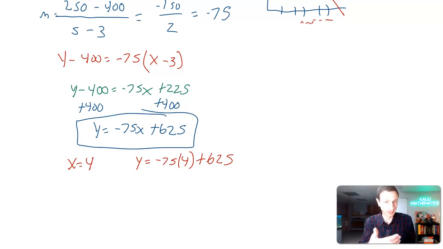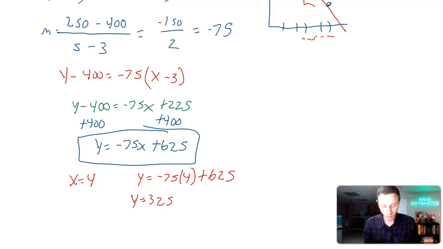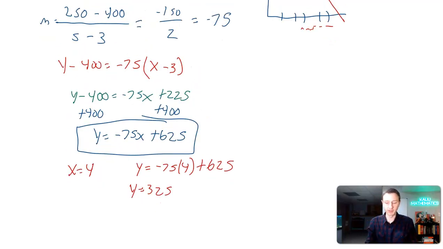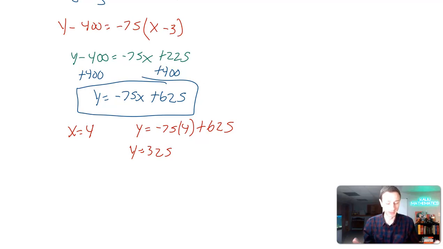And y would be the amount of cups sold. So we're going to do negative 75 times 4 plus 625, which is 325. So y is equal to 325. So at a price point of $4, we would expect to sell 325 cups. That's what that information is translating to.